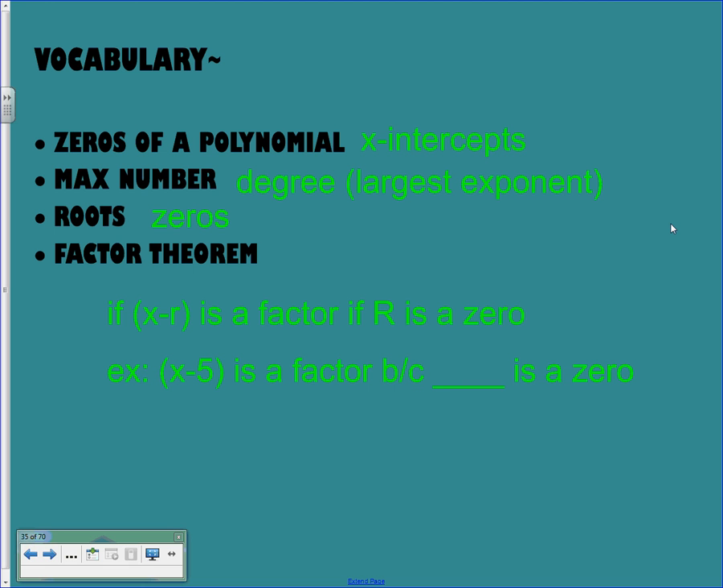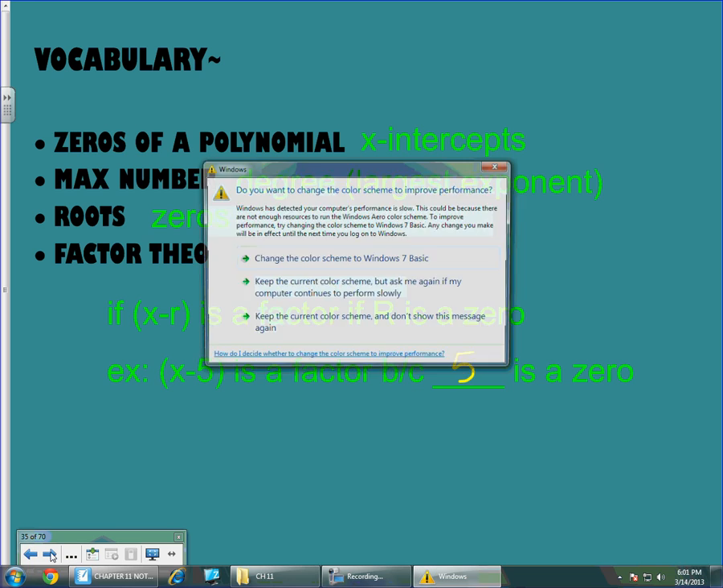And the factor theorem that we're going to be working with for the next couple days says if x minus r is a factor, then r has to be a 0. So if your factor, which we've been factoring for the last couple days, said x minus 5, that would mean that 5 is a 0, which means it would cross the x-axis at 5. So using the factoring, which is why we spent so much time on it, we can determine where it crosses the x-axis because that means it's a 0, and then we can begin to graph these polynomials.